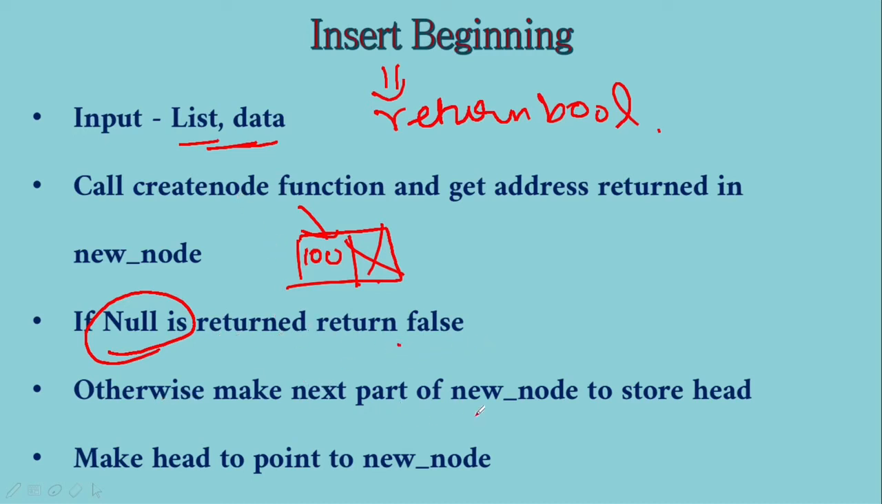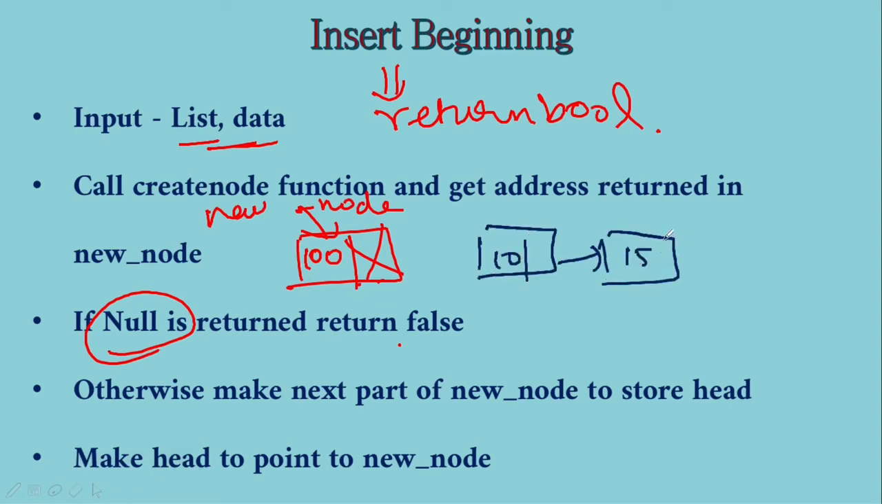Otherwise you will make the next part of the new node to, okay, so what will I do? Actually this is the new node, right? This is the new node created, and let us assume that there is already a list with two elements, 10 and 15, and head will be pointing to the first node of the list. Now what should I do? I want to insert that in the beginning.